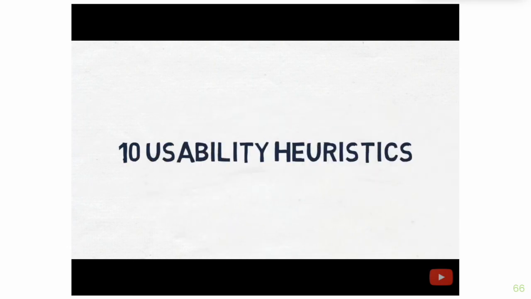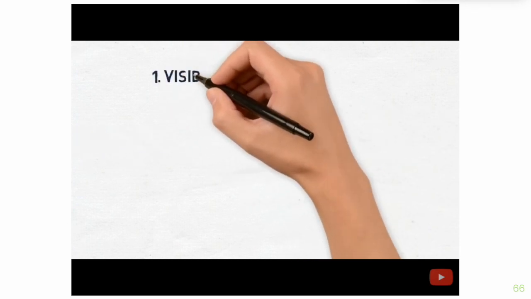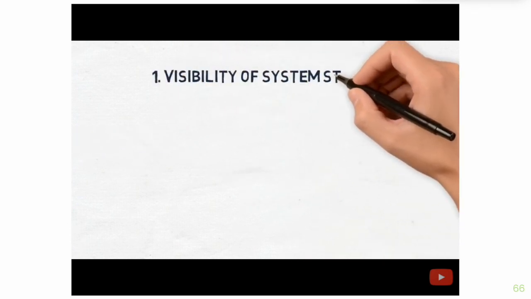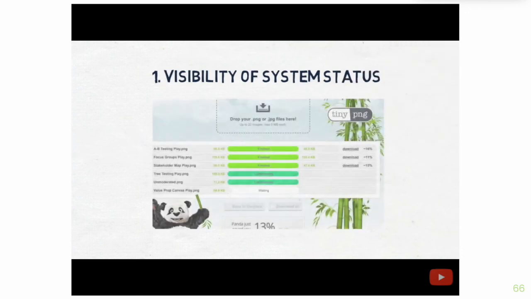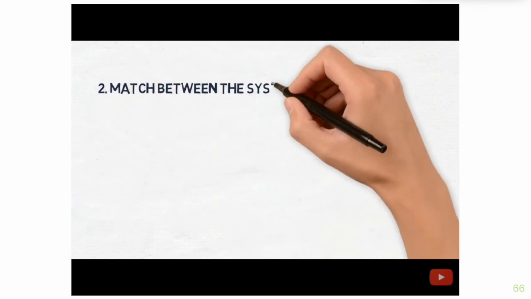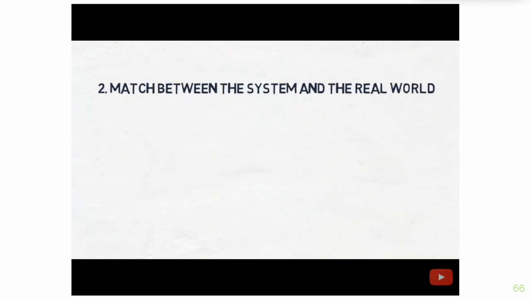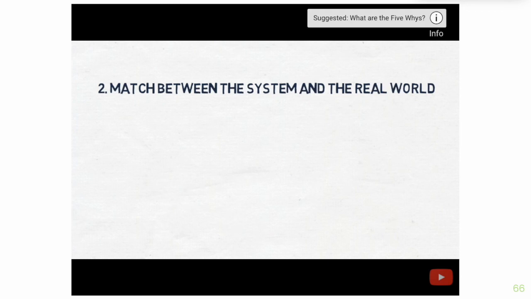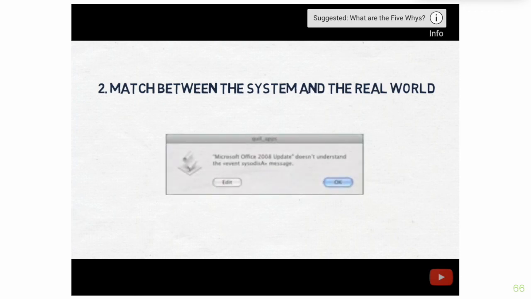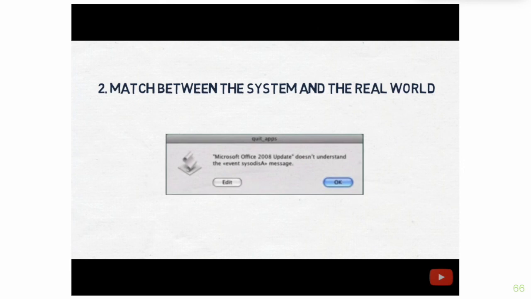We'll walk through some examples of the good and the bad. First, visibility of system status. The system should keep users informed of what's going on. In this example, TinyPNG shows you that there are 3 PNGs that have been compressed, while 2 are in progress and 1 has not started yet. Second, match between the system and the real world. The system should use language that is easy for your target user to understand. This is extremely important for error messages. In the below example, Microsoft produces an error that humans simply cannot understand.